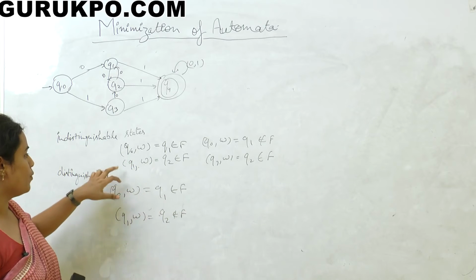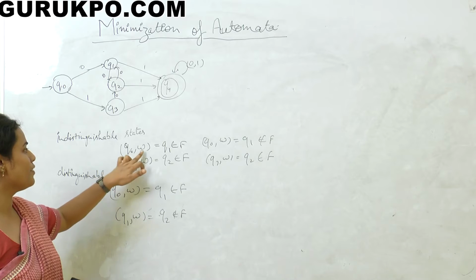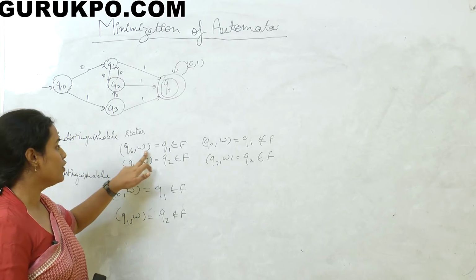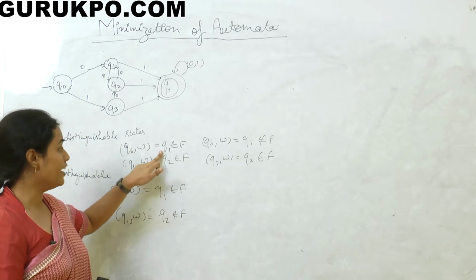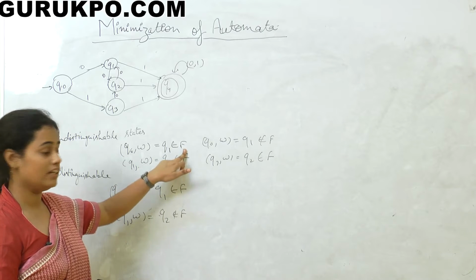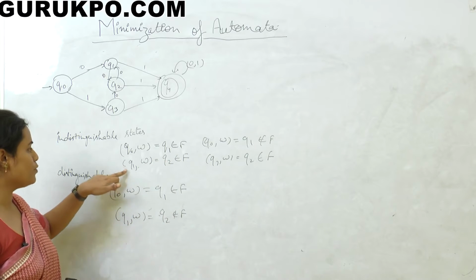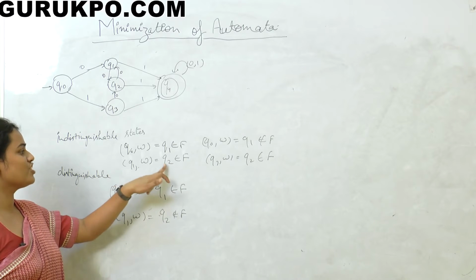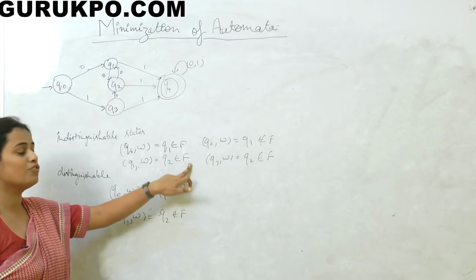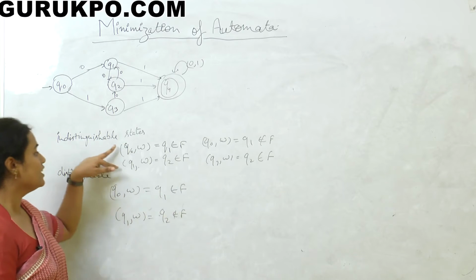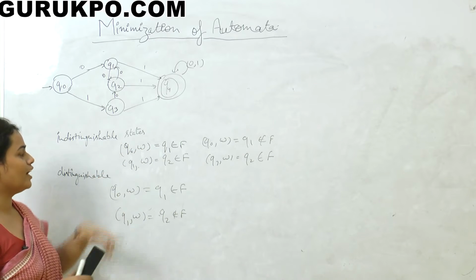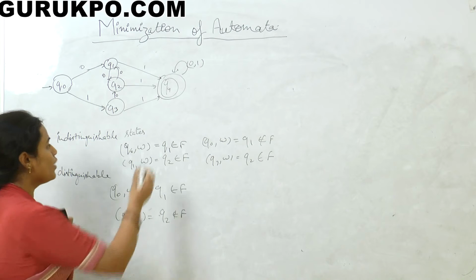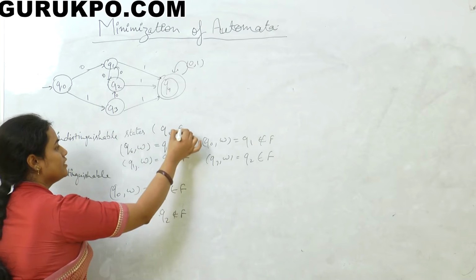Suppose for a state Q0 I am giving an input W, and you reach a state Q1 which belongs to the final states. At the same time, from another state Q1 you give some input and reach the state Q2, which also belongs to final. Then in this case Q0 and Q1 are both indistinguishable. You can merge these states.